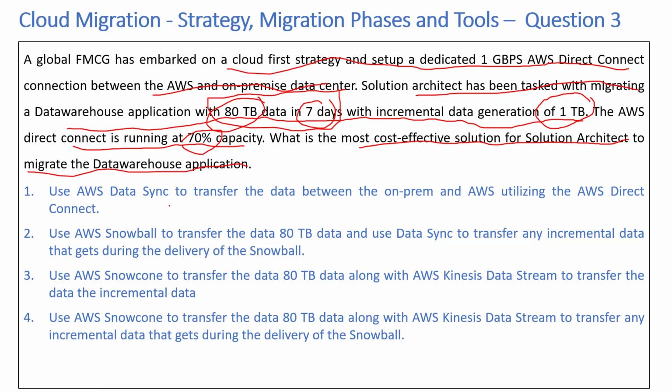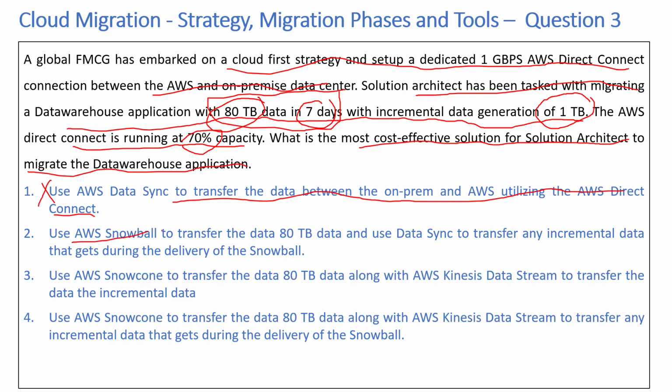Use AWS DataSync to transfer the data between on-premise and AWS utilizing Direct Connect. So yeah, which doesn't seem to be possible because you have 80 TB and only 30% capacity. So it might not be able to transfer all that data in 7 days. So this might not be a right fit because there is limited capacity in the 1 Gbps AWS Direct Connect.